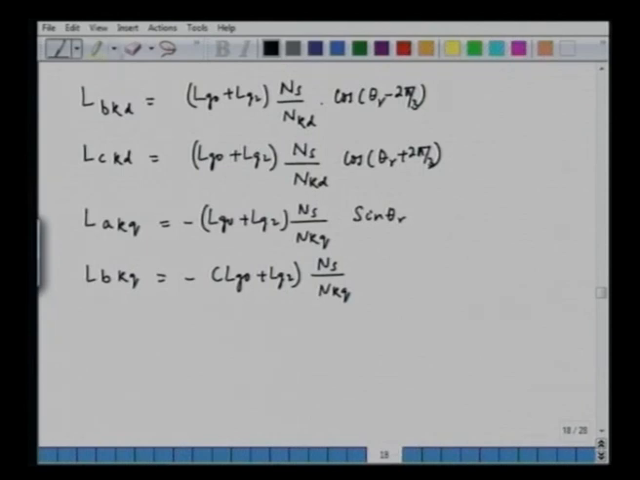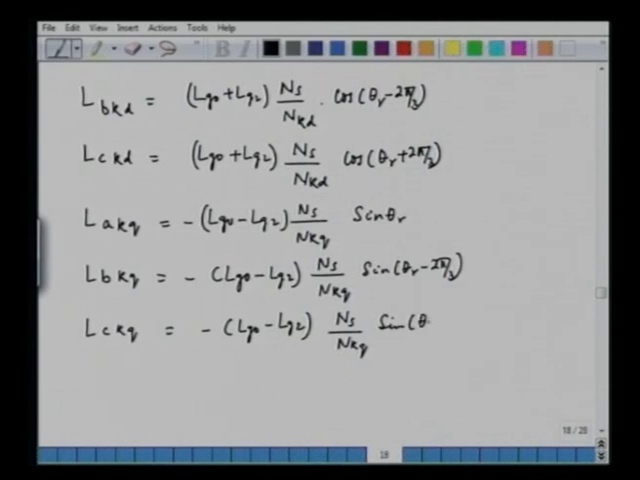So, in this case what we have here is Lg0 minus Lg2, and Lg0 minus Lg2 sin of theta r minus 2 pi by 3, and LCKQ is equal to minus Lg0 minus Lg2 Ns by Nkq sin of theta r plus 2 pi by 3.